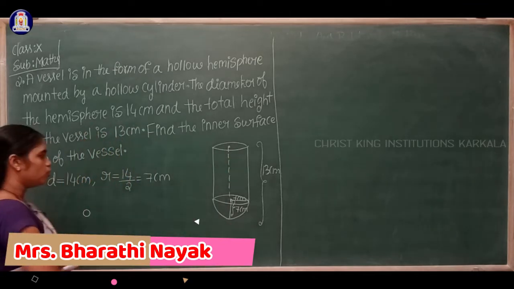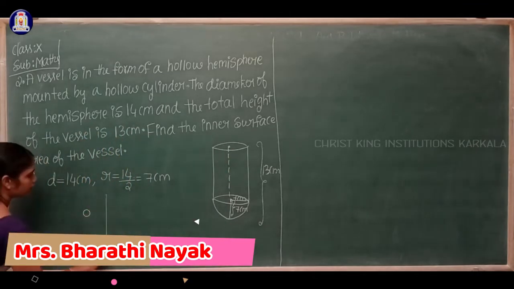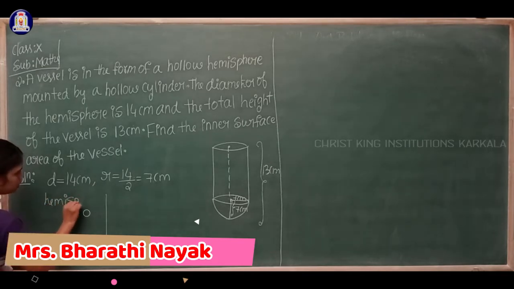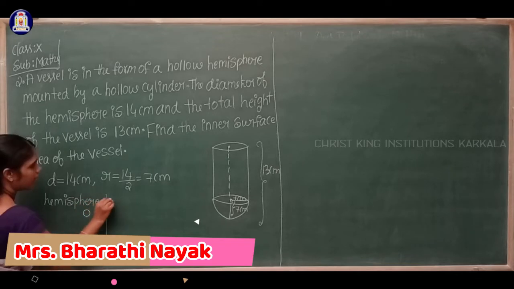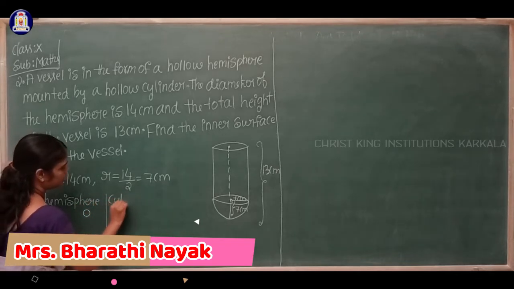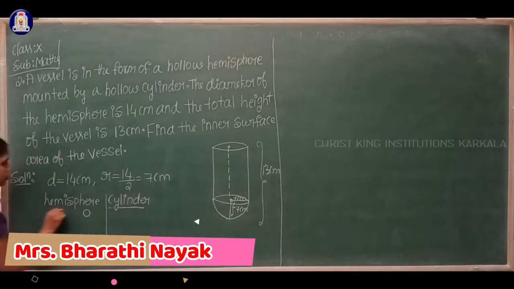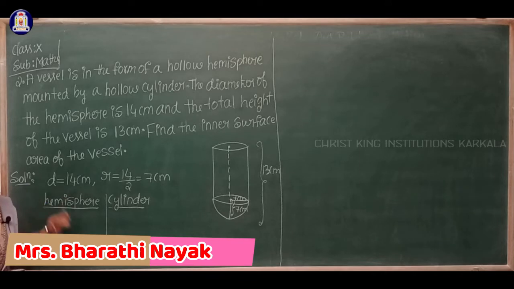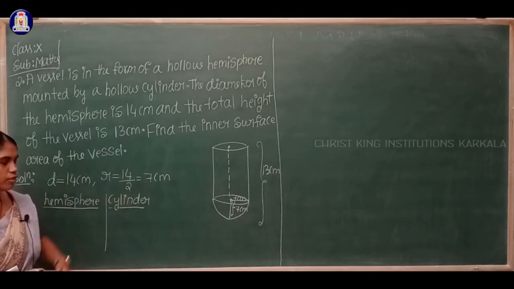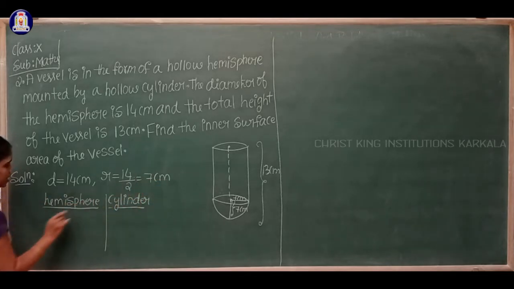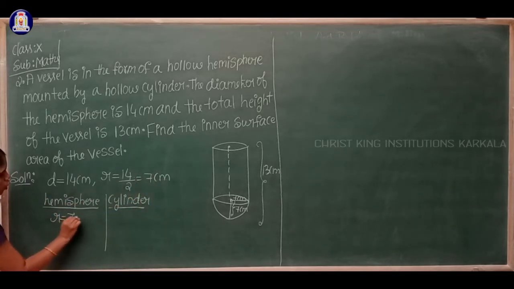So therefore I'll consider two columns. First one is the hemisphere, and this is the cylinder. See here, for the hemisphere, first I'll write the information related to the hemisphere. Later I'll write the information related to the cylinder. For the hemisphere, radius value R is equal to how much?